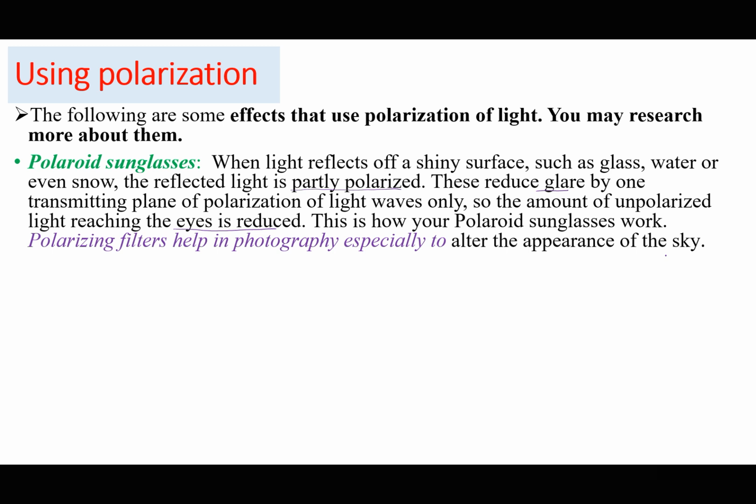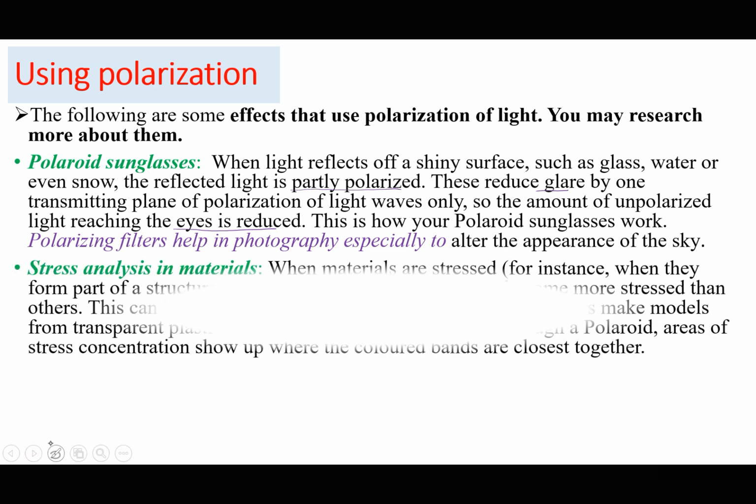So when you look at the sky with polarizing filters, the appearance of the sky, of course, is going to be altered because the polarizing filters reduce the glare, and this is done by transmitting one plane of polarization of light. So polaroid sunglasses, some of them have what we call polarizing filters or polaroids to that effect.